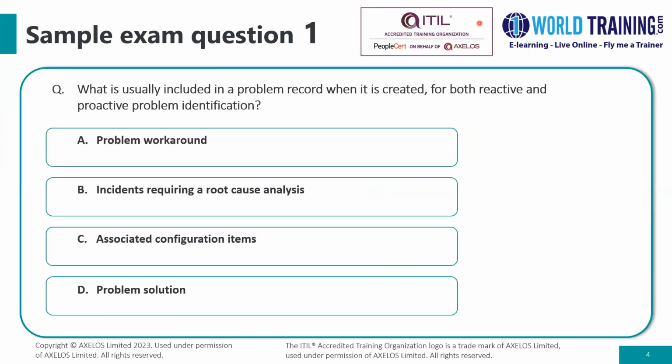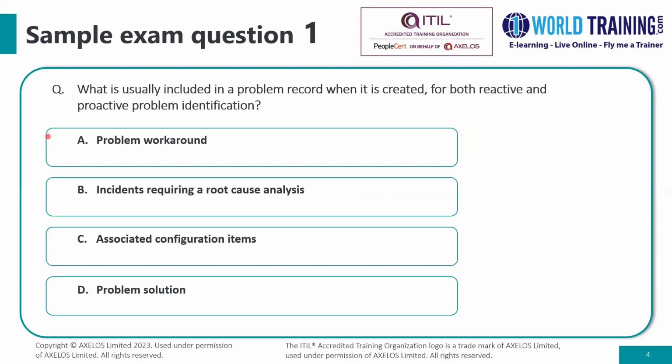Question 1. What is usually included in a problem record when it is created for both reactive and proactive problem identification? Meaning, you might recollect there are two processes, proactive problem identification and reactive problem identification, apart from two other processes, problem control and error control.